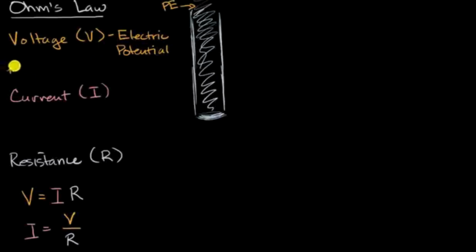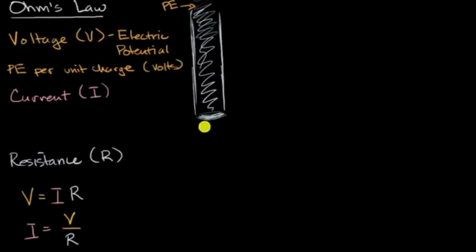So let me write that. Potential energy per unit charge. You could think of it as joules, which is potential energy or units of energy, per coulomb. That is our unit charge. And the units for voltage in general is volts.